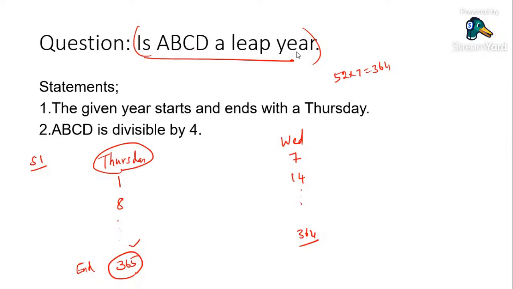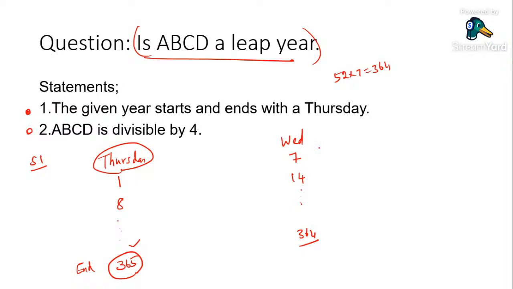Guys, remember one thing. This question, whether it is a leap year or not, can be identified with this statement. You may say, sir, it is not a leap year, so how can you say? Yes, of course it is not a leap year, which can be obtained from the data in statement 1 alone. So the answer is statement 1 alone is sufficient.